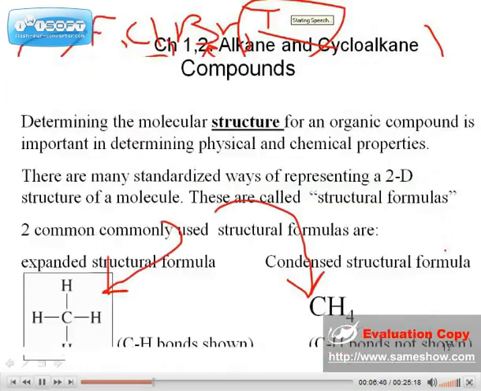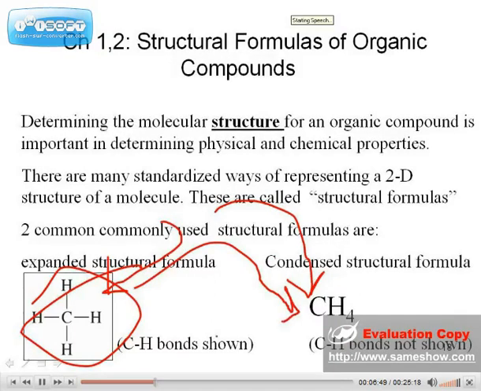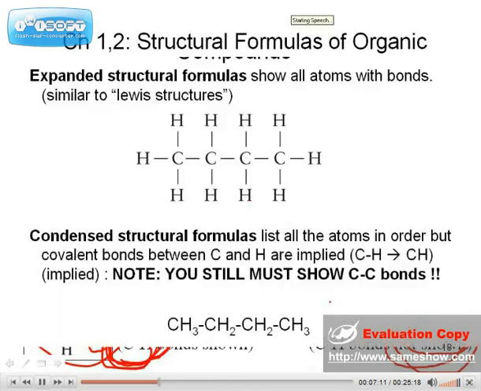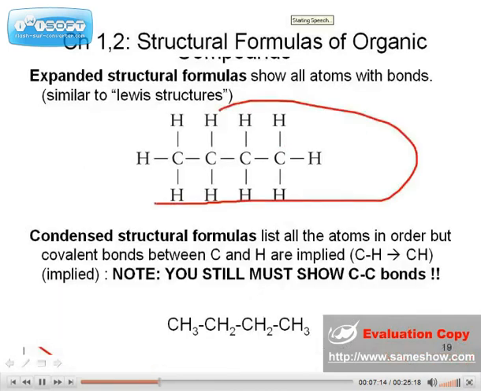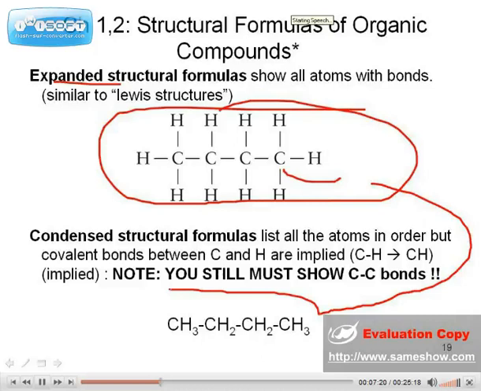So going forward in time. There we go. Here are two types of 2D structures, expanded and condensed. The expanded, you see all of the carbon and hydrogen bonds. So all of the carbon-hydrogen covalent bonds. The condensed, they're not shown. So in this case, CH4. Here is another example of an expanded structure. You can see all the carbon-hydrogen bonds. Here are examples of the condensed.